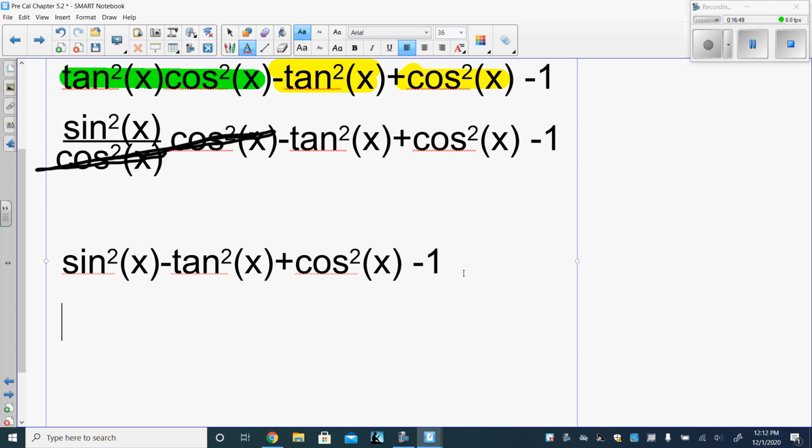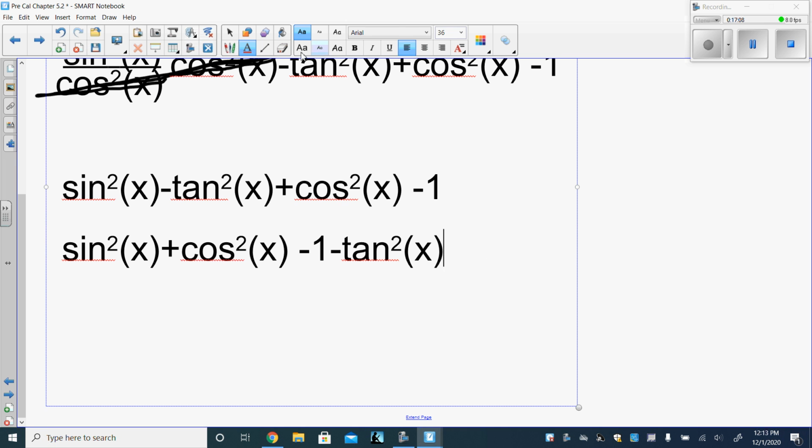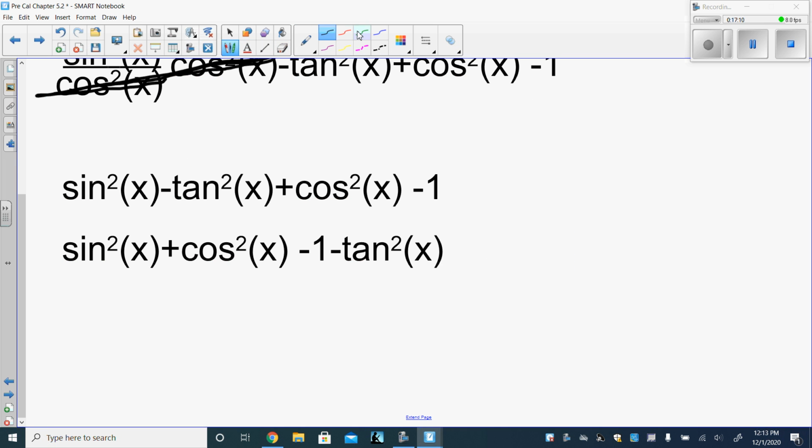Okay. Now the next thing I'm going to do is rewrite this, move some things around. And what I'm going to move is this tangent squared just to the back. I'm not really doing anything, I'm just moving the tangent squared to the back end. And the reason I'm doing this is I want to make it easier to see that we have sine squared plus cosine squared.